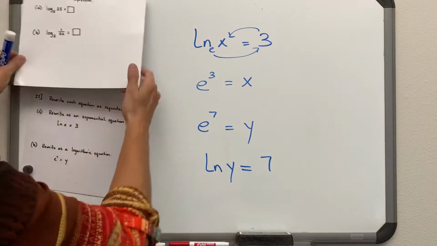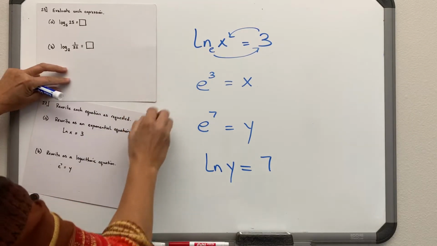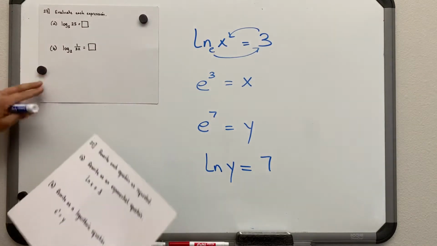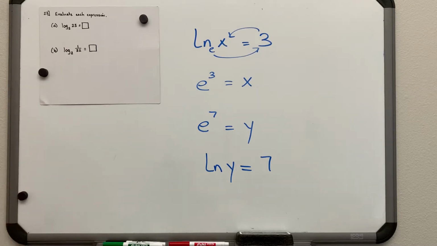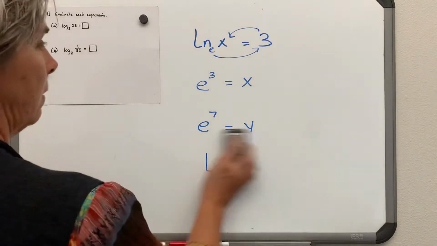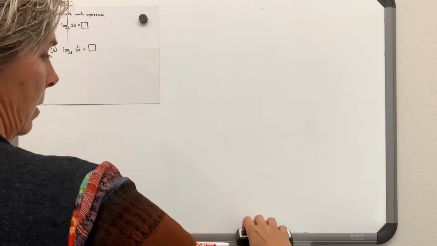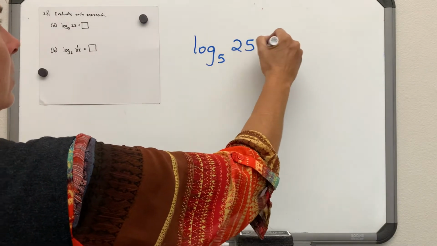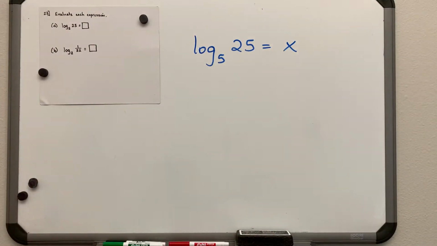All right, 23, they want us to evaluate these expressions, and they're not really ones that you would want to put in your calculator. So I'm going to show you how to do it by hand. And usually, if you just convert it, then it makes better sense. So this first one, I have log base 5 of 25 equals something. I don't know what it equals. That's what they want me to tell them. So almost every time, if it doesn't make sense to me, I can convert it to the other format and then it will make sense.